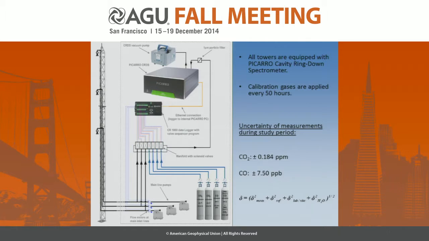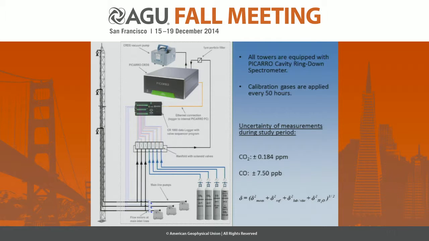All those systems are equipped with Picarro cavity ring down spectrometers. We run separate inlet lines from each height into a manifold that is controlled by a logger-based valve sequencer program, so we get continuous hourly CO2 and CO concentration values from all heights. Every 50 hours we run calibration gases, and that whole setup gives us an average uncertainty for CO2 of 0.184 ppm and 7.5 ppb for CO respectively.